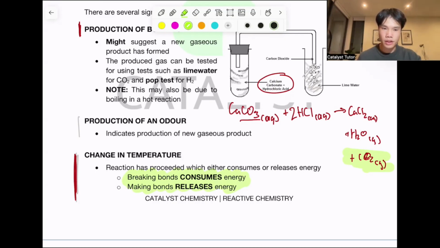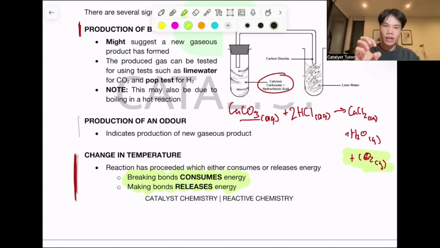Breaking bonds consumes energy, making bonds releases energy. The way I always remember it, if I had a pencil in front of me, and this is modeling a bond between two atoms, in order to break the pencil, I'd have to put in energy and snap it apart. And if I was to ever put it back together at a quick speed, it'd snap together and make some sound. And that's the release of energy. That's kind of how I try to visualize the breaking and making of bonds.